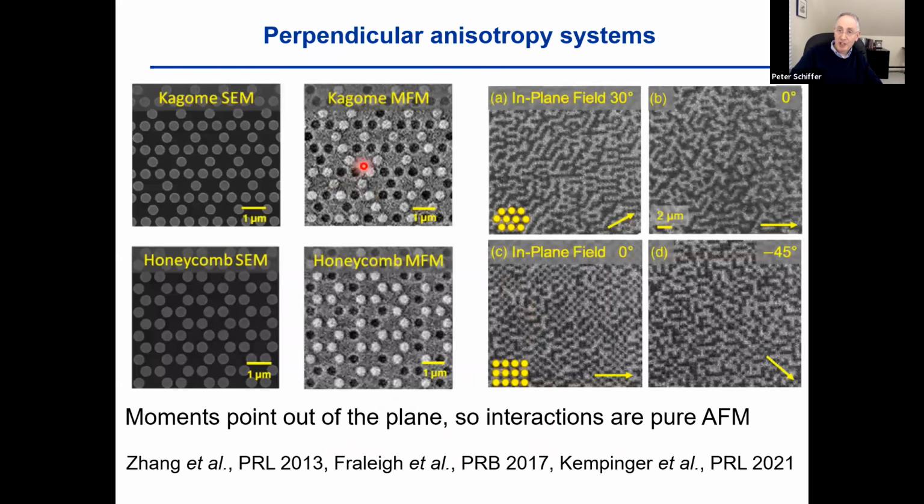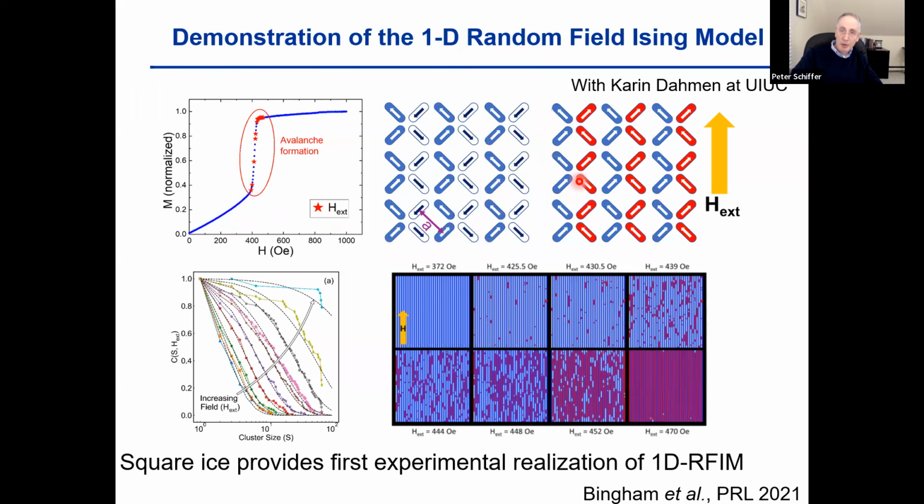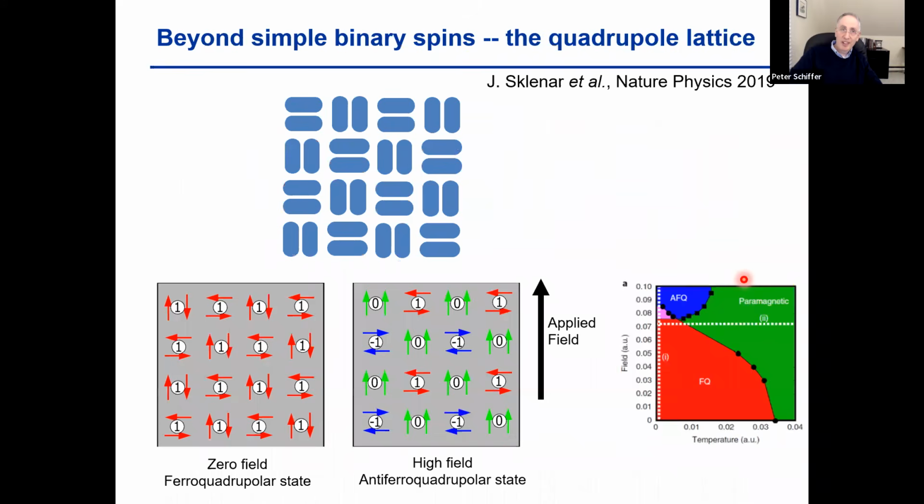We've looked at perpendicular anisotropy artificial spin ice, where the moments point out of the plane instead of in the plane. It turns out there's all kinds of fun things you can do there. Nick Bingham, a recent research associate in my group, demonstrated a 1D random field Ising model looking at avalanches with some theory support from Karin Dahmen at Illinois and her group. Turns out you can get the 1D random field Ising model beautifully out of these systems by applying a field in a certain direction in square ice.